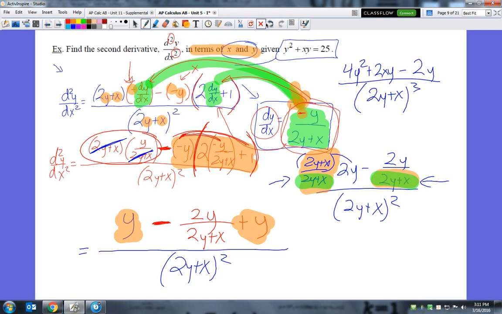And most likely this would be the way that I would want you to write your final answer in a form similar to this right here. So you'd have 2y plus x raised to the third power on the denominator, and you could say that this is the second derivative. Okay?